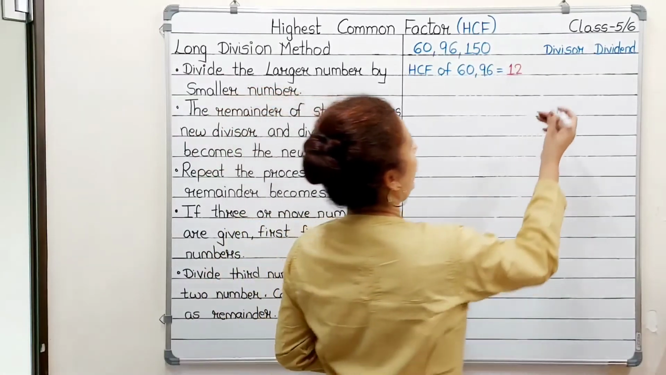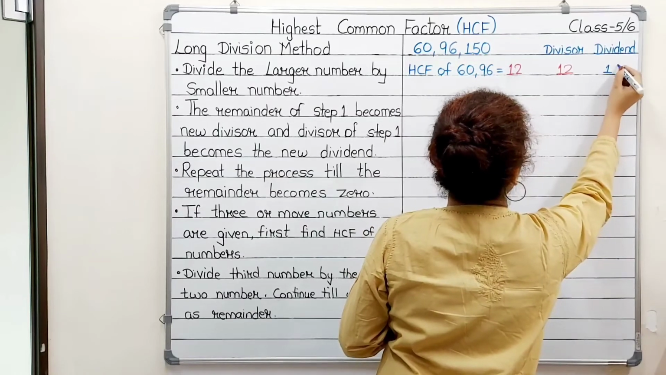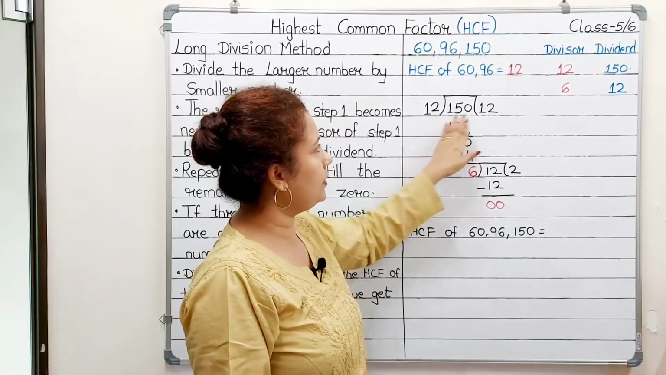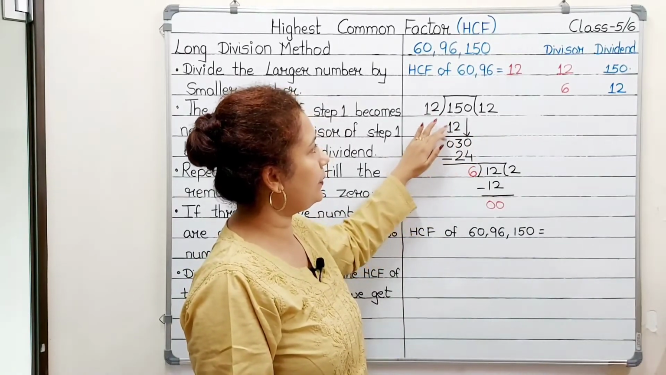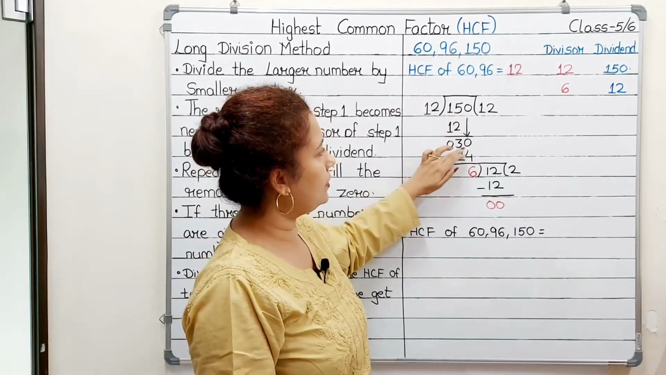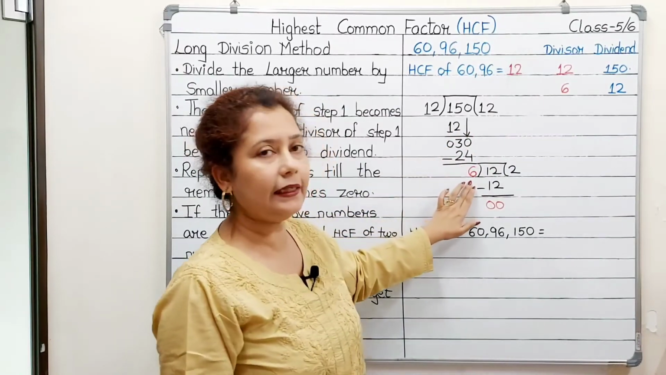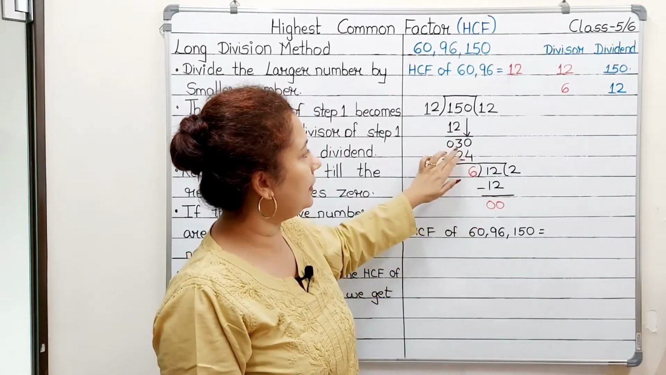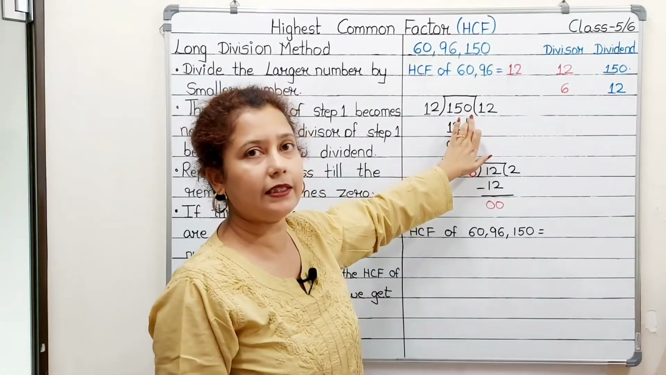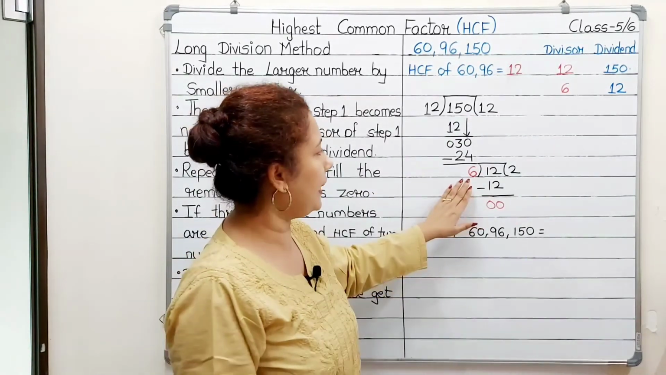So here 12 will be our divisor and 150 will be our dividend. When we divide 150 by 12, 12 ones are 12. So we will subtract 12 from 15. So the remainder will be 3. 0 will come down, so it will become 30. So 12 2s are 24, and the final remainder is 6. So here the remainder which we got, 3, is not the final remainder because still one digit was left. So we always have to take the final remainder, that is 6.